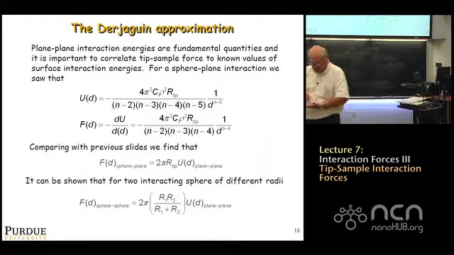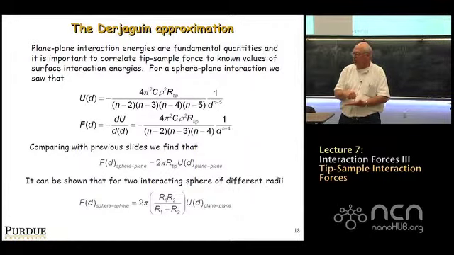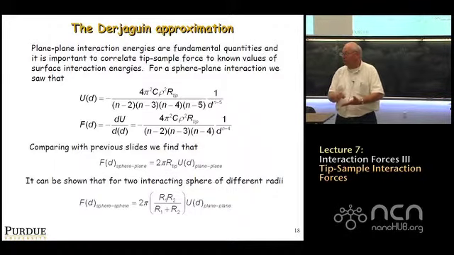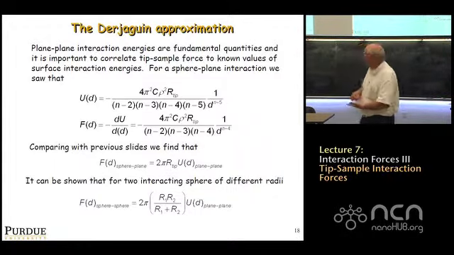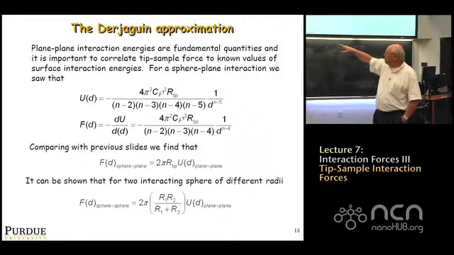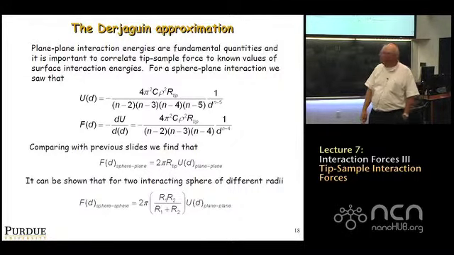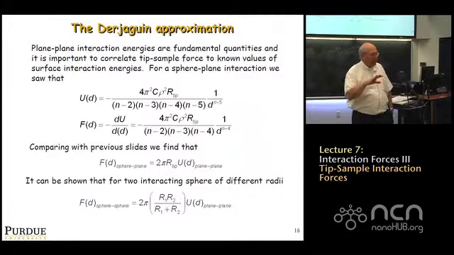look, if you measure the force with which a sphere interacts with a plane, and of course you can measure that force with an AFM, an atomic force microscope, you can get at this much more fundamental plane-plane interaction energy by just multiplying the plane-plane interaction energy by 2 pi times the radius of the tip. Okay? So this is yet another way to get at the plane-plane interaction, which is really a fundamental quantity.